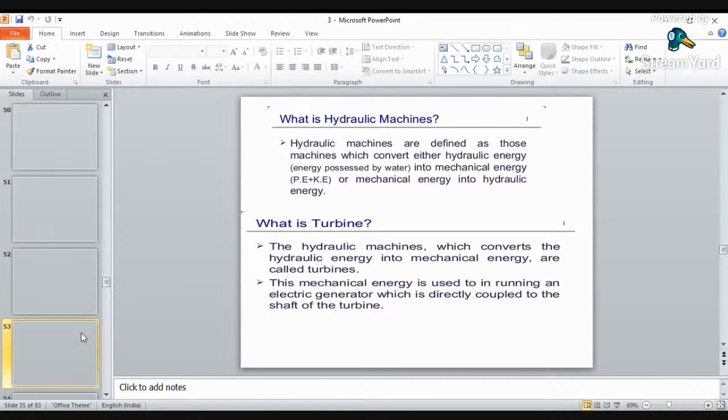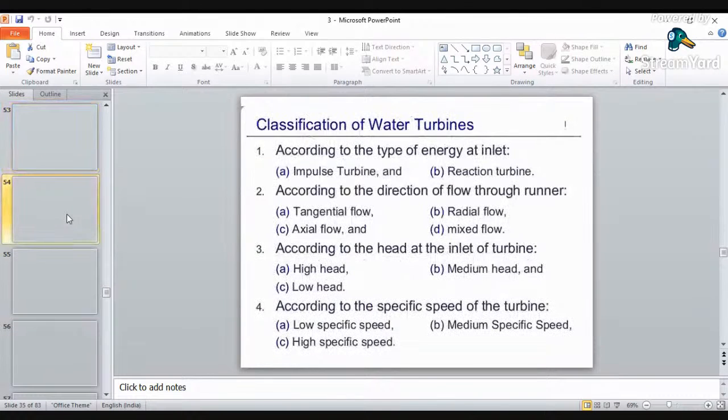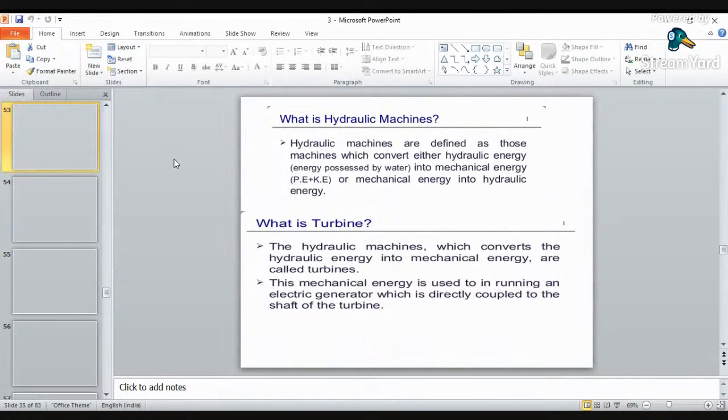It will be either mechanical energy, electrical energy, pressure energy, kinetic energy, potential energy, or all of them together. Machineries are classified into two main types. These are turbines and hydraulic pumps. The basic classification of hydraulic machines is done in two categories: hydraulic turbines, or turbines, and hydraulic pumps.